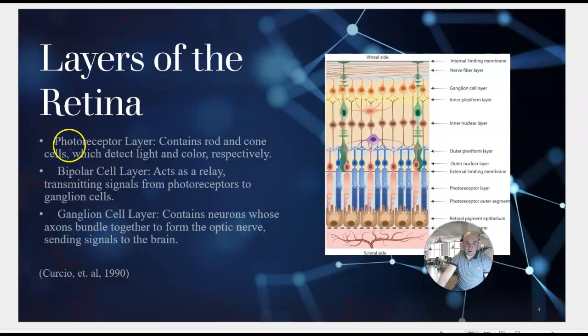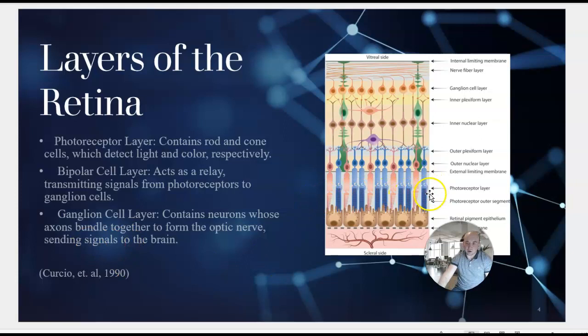The layers of the retina. You have your photoreceptor layer, which contains rods and cones cells, which detect light and color respectively. You have your bipolar cell layer, which acts as a relay, transmitting signals from the photoreceptors to the ganglionic cells. And then you have your ganglionic cell layer, which contains neurons whose axons bundle together to form the optic nerve, sending signals to the brain.